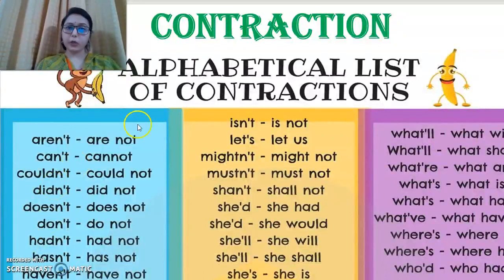Now, the next thing is contraction. What does it mean? That is making a contract. See here, there are some auxiliaries. Aren't is the contraction of are not. Can't is the contraction of cannot. Couldn't, could not. Didn't, did not. Doesn't, does not. Don't, do not. Hadn't, had not. Hasn't, has not. Haven't, have not. Isn't, is not. Let's, let us. Mightn't, might not. Mustn't, must not. And shan't, shall not.